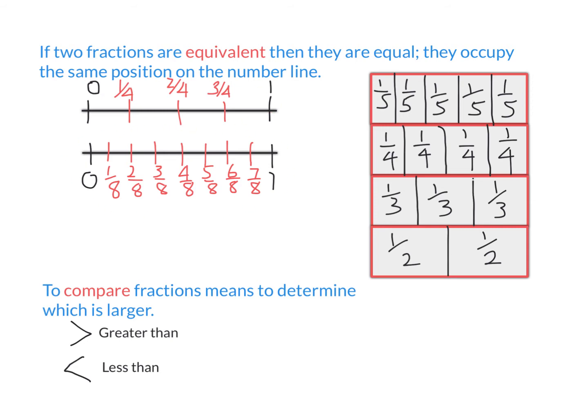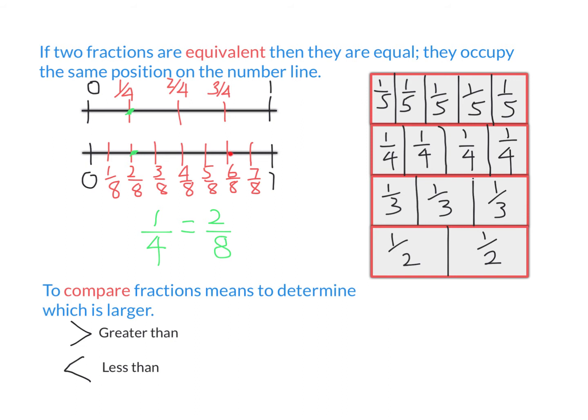I've divided this top number line into quarters and this one here into eighths. So notice here, 1 over 4 and 2 over 8 occupy the same position on the number line. 1 over 4 and 2 over 8 are equivalent fractions. That means they are equal to each other. They have the same value. If you eat a quarter of a pizza, that's exactly the same amount as if you have 2/8 of the pizza. Both of these are equal to 0.25, and that's why they're in the same position on the number line.